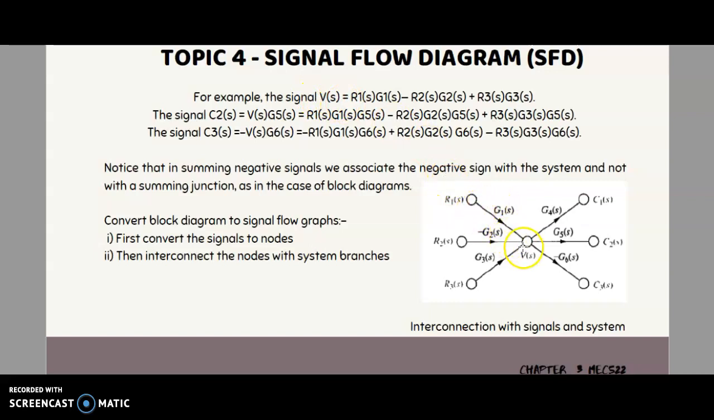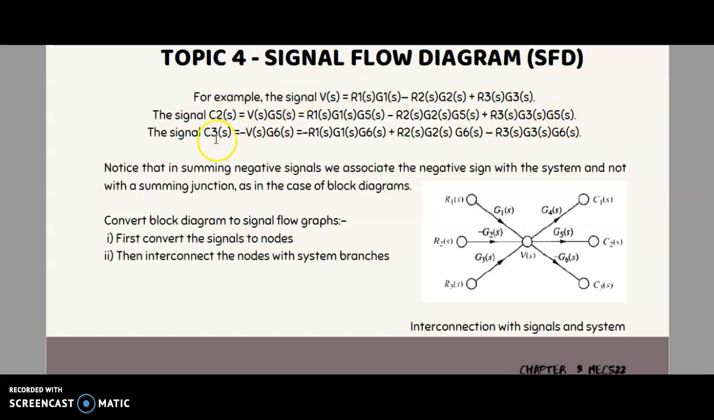So here you can solve to find Vs, where Vs is the output. Vs equals R1 multiplied by G1, plus R2 G2, plus R3 G3. Then the next is to find C2. You can see C2 equals G5 multiplied by V. V you already have here, so you just multiply by G5 and you get R1 G1 G5 minus R2 G2 G5 plus R3 G3 G5.